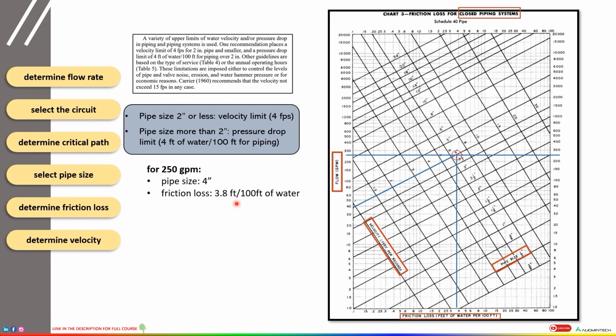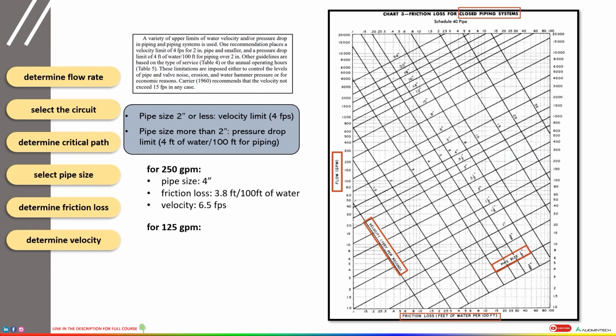Okay. The next step is to determine the velocity. Now, how to do that? When these two lines intersect over here, we have to draw a line parallel to the velocity line passing through this intersection point. So it's going to be like this. And this line lies between 6 and 8, that means between 6 fps and 8 fps. So what's the value? We can take 6.5 fps based on the location of this line. So these are the values that we have found for 250 GPM flow in the primary circuit.